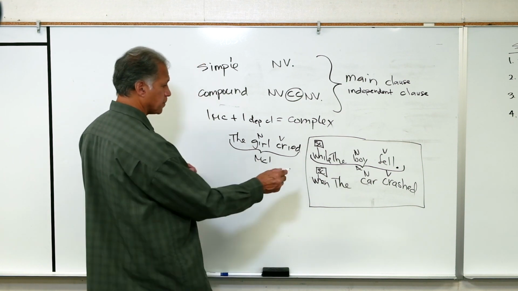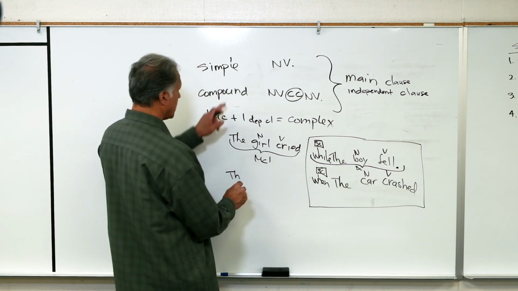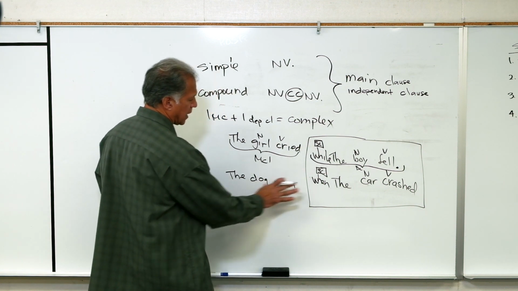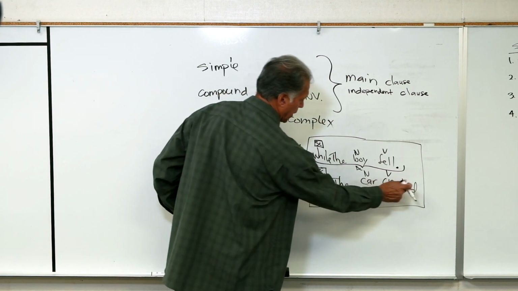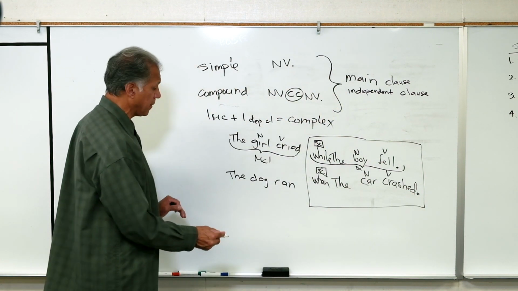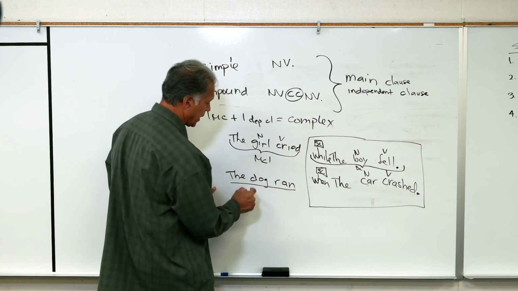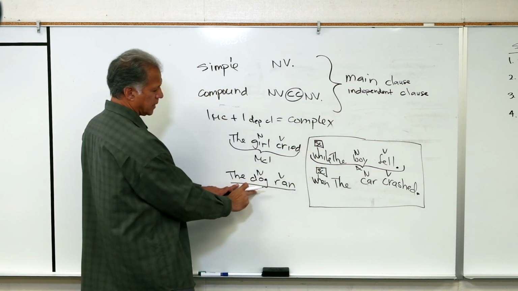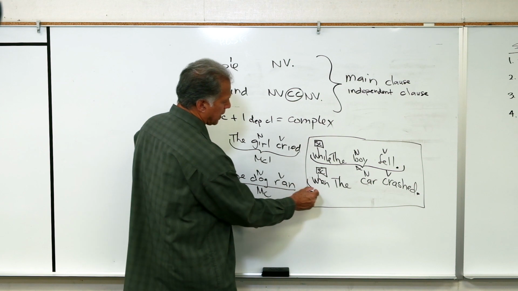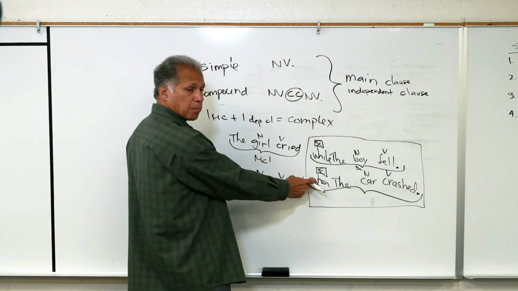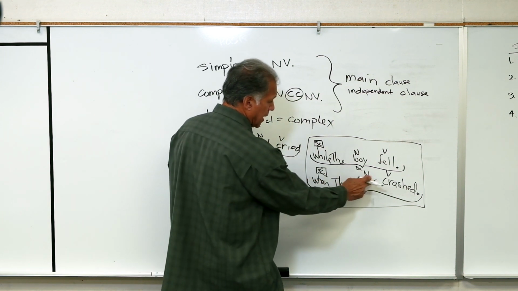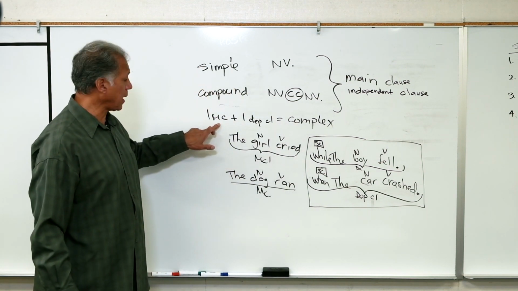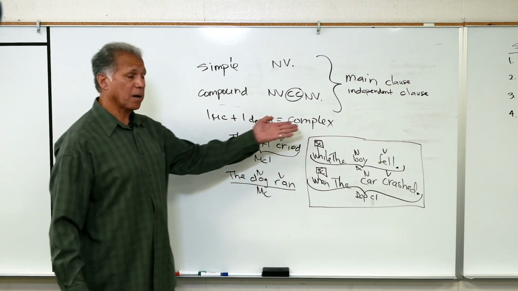Let's do another one. I'm going to take the dog ran from your simple sentences. The dog ran. We run it together. The dog ran when the car crashed, period. Make sure you put the period there now. So here's my main clause, right? Because it's a simple sentence. And we said a simple or a compound sentence is also known as a main clause. There it is. So that's my MC. Here's my dependent clause because I have a subordinating conjunction with a noun verb. So that's my dependent clause. And we said when we have one main clause and one dependent clause, we have a complex sentence.